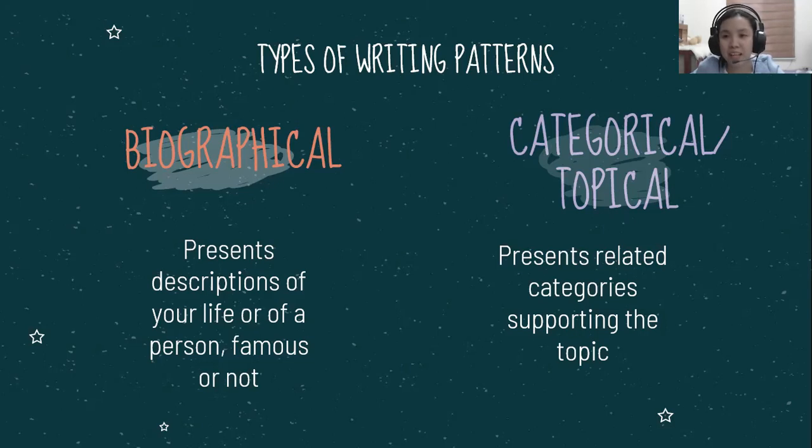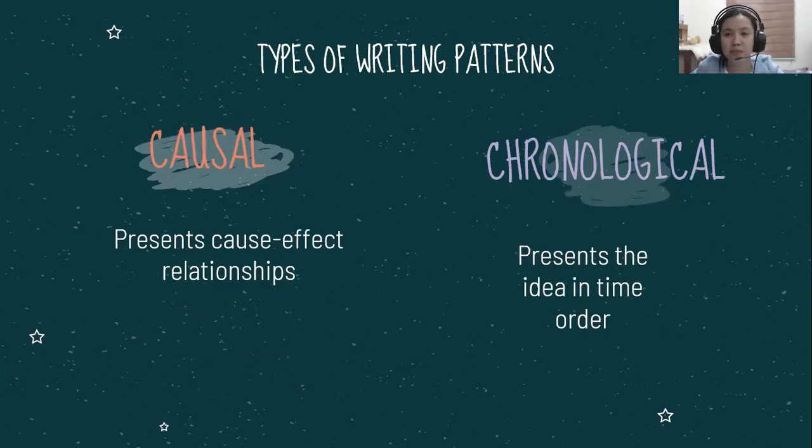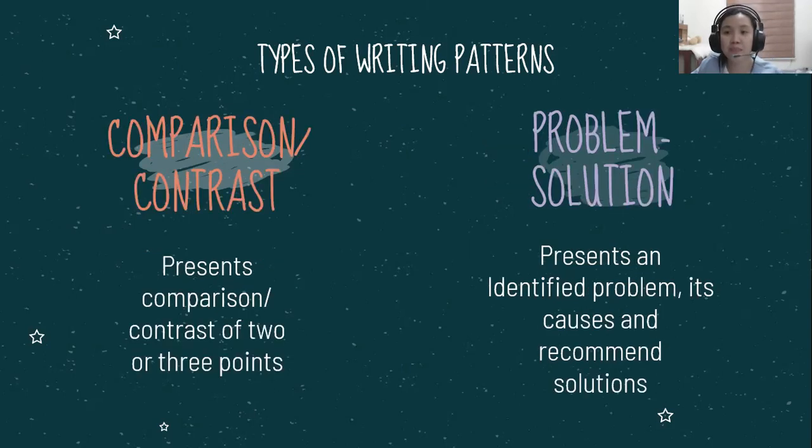While categorical or topical presents related categories supporting the topic. So from the term itself, it presents categories or topics or kinds. So the example a while ago falls under this pattern, the kinds of love. Then we have causal. So if you want to present the cause and effect of your topic, you have to use this pattern. While chronological presents the idea in time order. We also have comparison and or contrast. It presents comparisons, the similarities and contrasts, the differences of 2 or 3 points. While problem solution obviously presents an identified problem, its causes, and of course the recommended solutions.